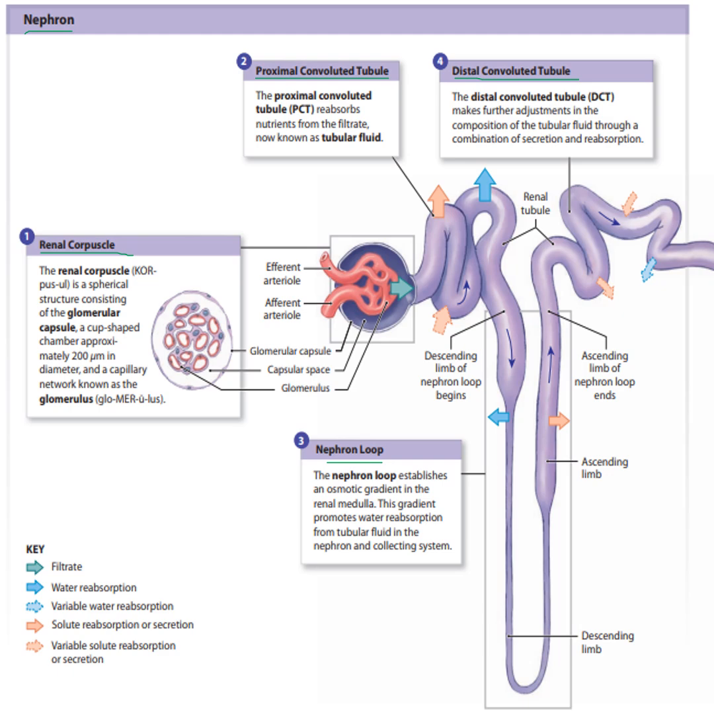The renal corpuscle is a spherical structure, consisting of a glomerular capsule. It is a cup-shaped chamber approximately 200 micrometers in diameter and a capillary network known as the glomerulus. So the proximal convoluted tubule reabsorbs nutrients from the filtrate, now known as tubular fluid.